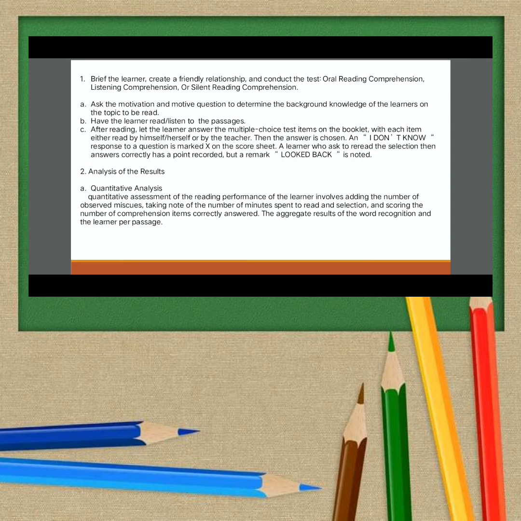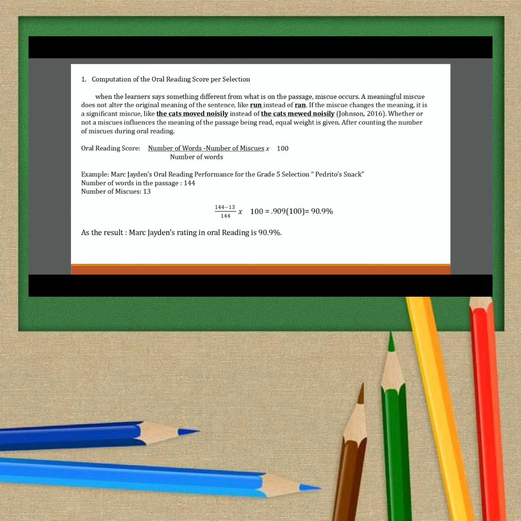A. Quantitative analysis. Quantitative assessment of the reading performance of the learner involves adding the number of observed miscues, taking note of the number of minutes spent to read a selection, and scoring the number of comprehension items correctly answered. The aggregate result of the word recognition and the comprehension scores determine the reading profile of the learner per passage. The first component of quantitative analysis is computation of the oral reading score per selection.